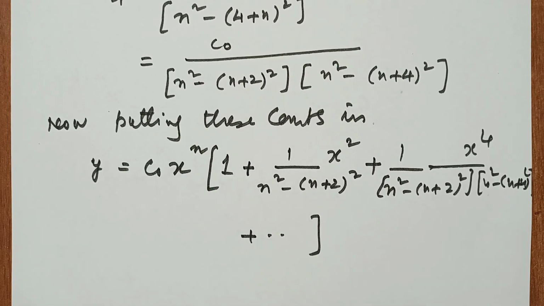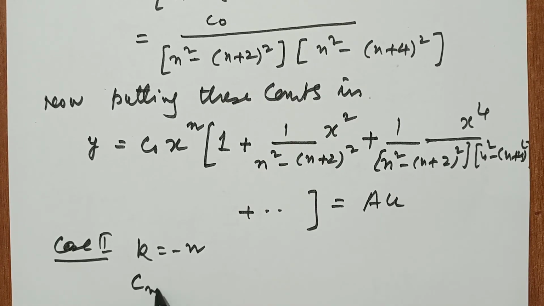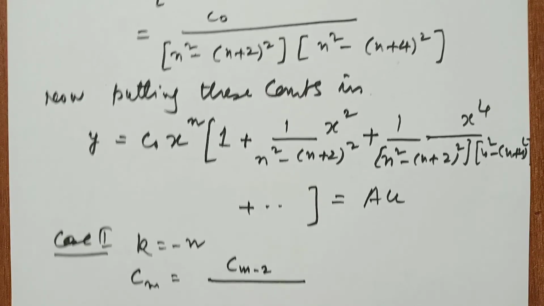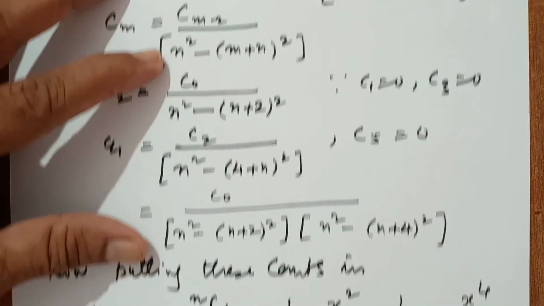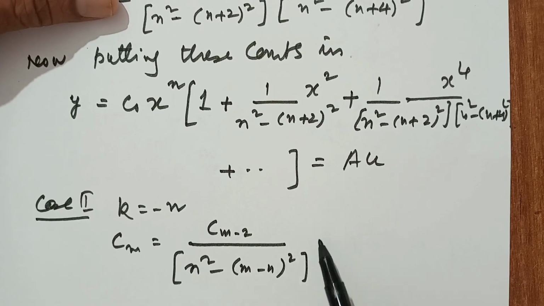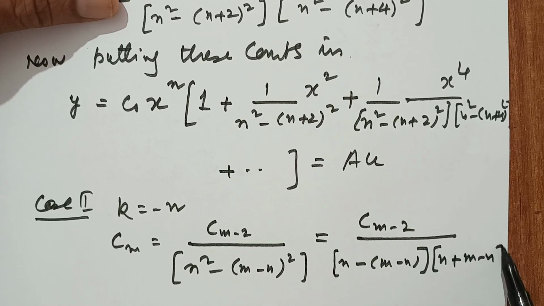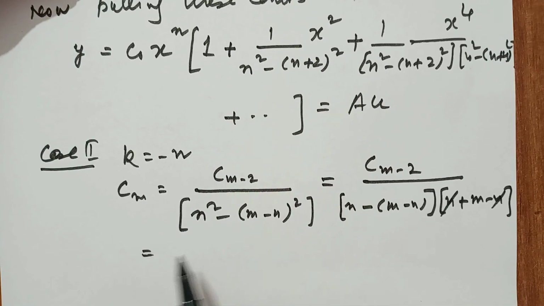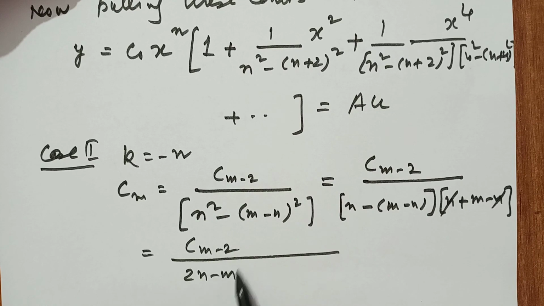And similarly when we put k second, suppose this is u, k second means k is equal to minus n. So in this case we have cm is equal to c(m minus 2) upon n square minus (m minus n) square. Okay, so in this case k is equal to minus n, so this is c(m minus 2) upon a square minus b square, so a minus b into a plus b, so this is cancelled. So this is equal to c(m minus 2) upon (2n minus m) into m.